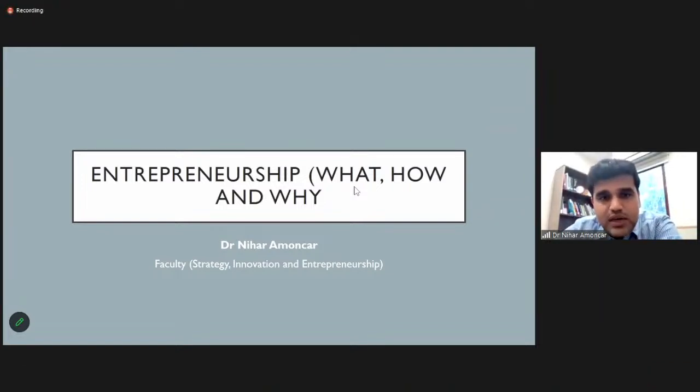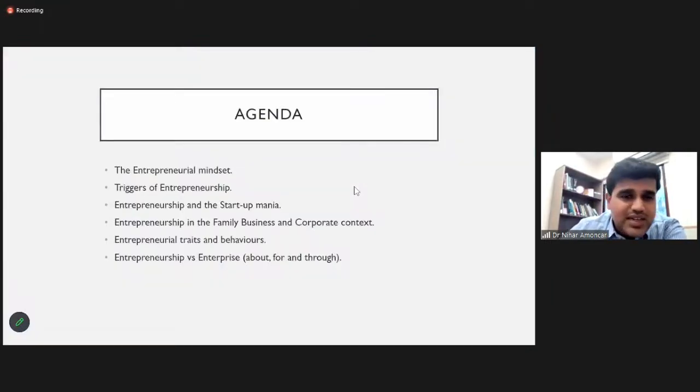So the session is called the entrepreneurship, the what, how, and why. That means we are trying to establish, first of all, what is entrepreneurship, how it takes place within a variety of environments, and why it is important for a business school student to imbibe some of the entrepreneurial traits into their personalities. So the agenda is going to be like this.